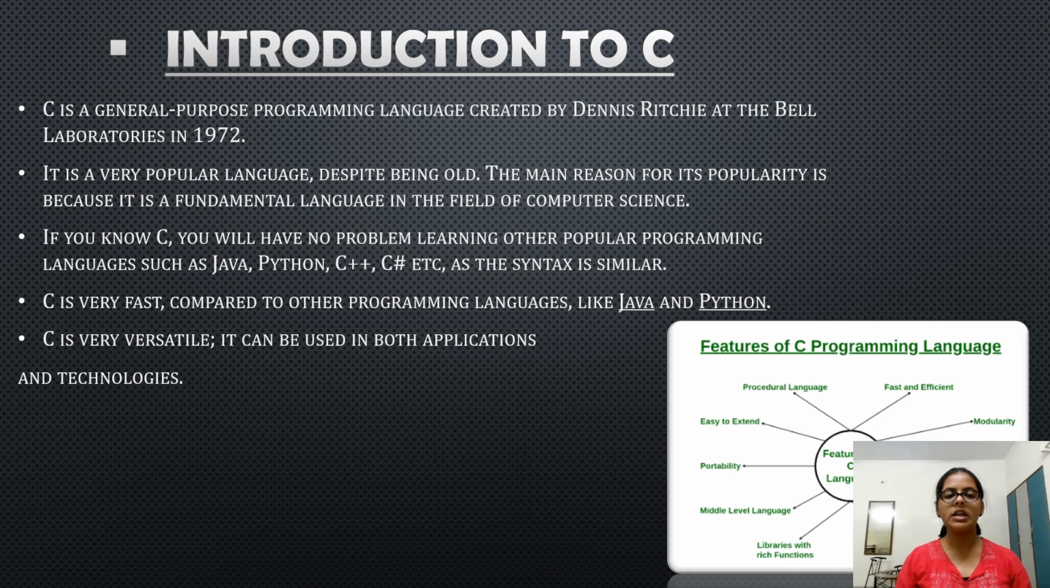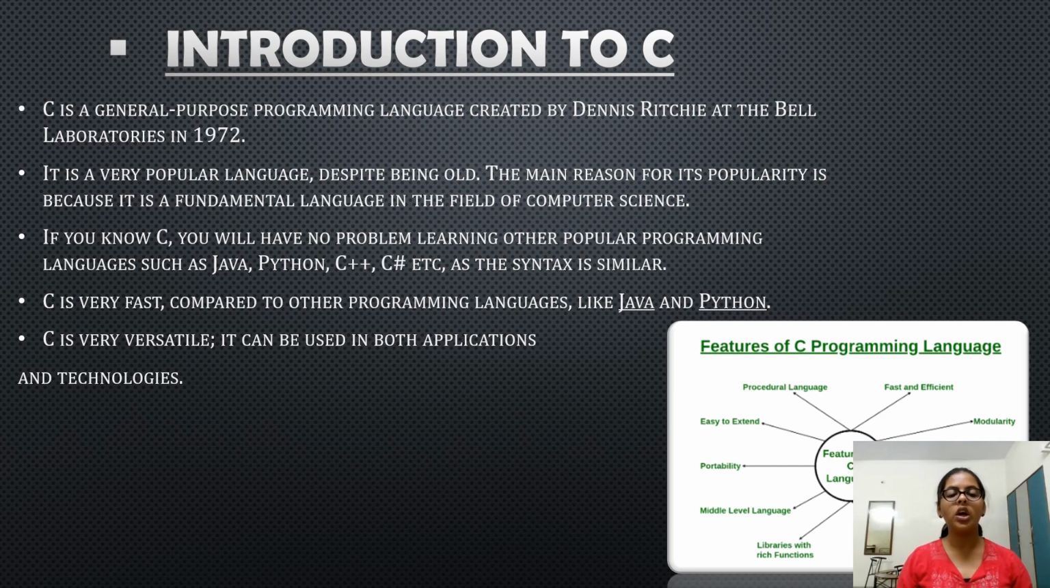Introduction to C. C is a general purpose programming language created by Dennis Ritchie at the Bell Laboratories in 1972. It is a very popular language despite being old. The main reason for its popularity is because it is a fundamental language in the field of computer science.